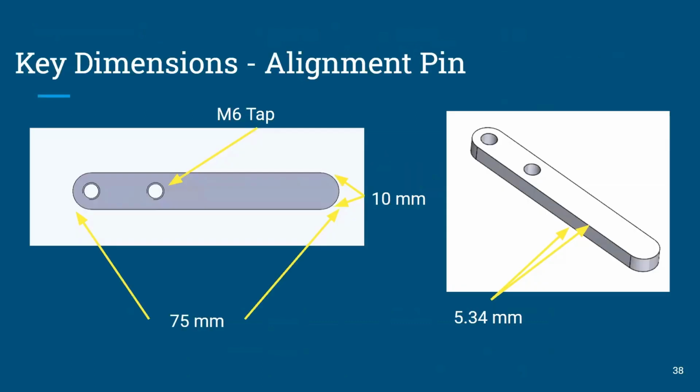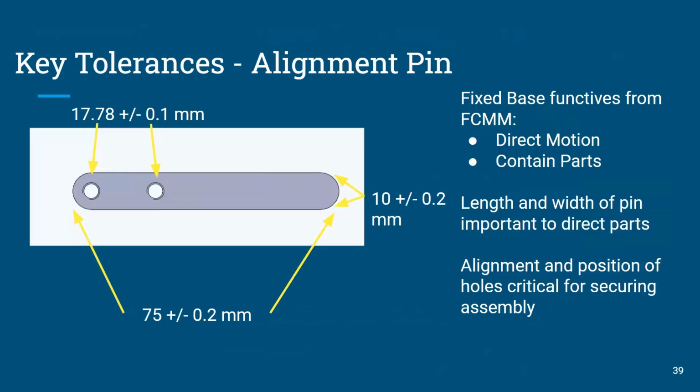Okay, so next we're gonna talk about process selection. This is the alignment pin that we redesigned for manual assembly. A couple of key dimensions here: it's 75 millimeters long, 10 millimeters wide, 5.34 millimeters thick with two M6 tapped holes. Some key tolerances are shown.